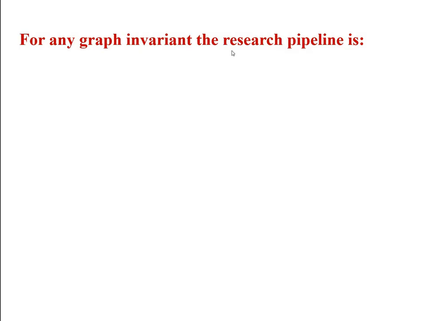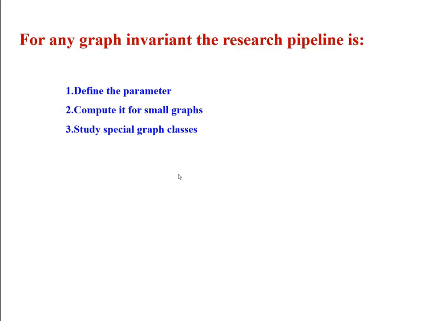And for any graph invariant, the research pipeline is: you must define the parameter. What is that parameter that you are going to consider? Whether your entire thesis is going to be on pebbling or burning number or labeling or coloring, you must know which parameter you are going to follow. So define the parameter. Then compute it for small graphs. We have a lot of graph subclasses, so compute it for the smaller ones.